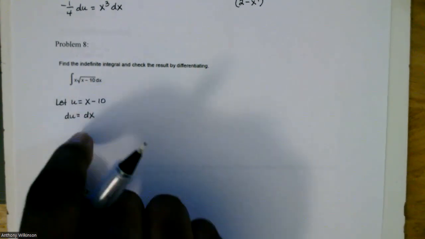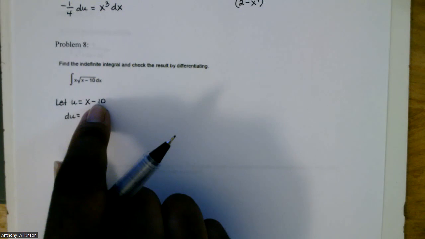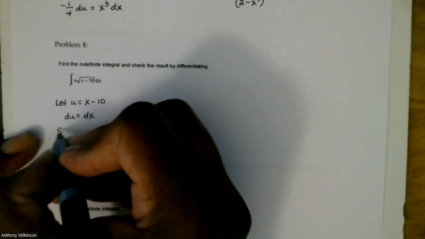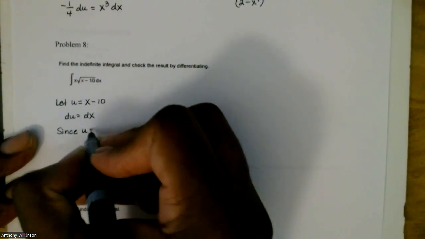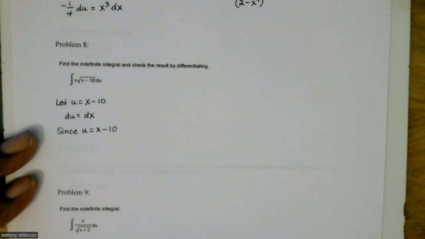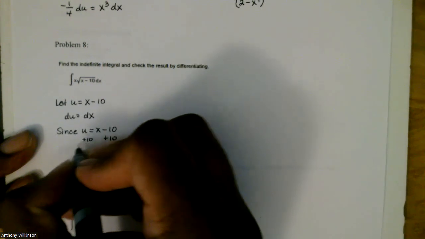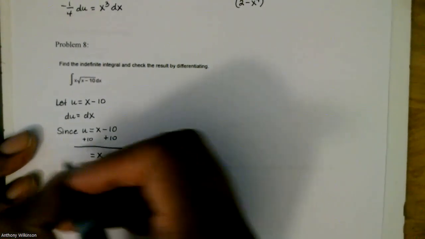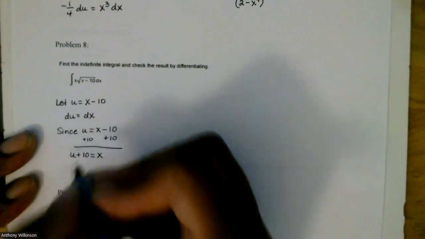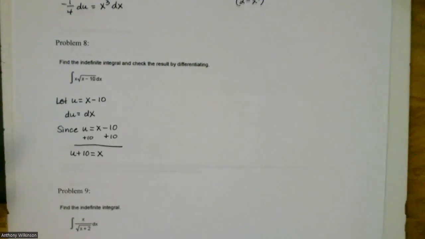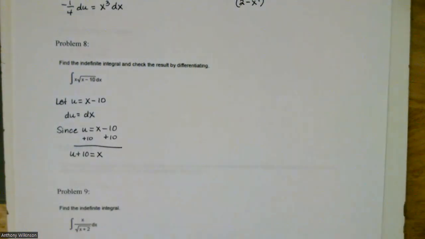Well, we've got the dx that we can replace with du. X minus 10 can be replaced with the u, but we need something in terms of u to replace the x with. Well, we already said that u equals x minus 10. Let's solve this in terms of x. We're subtracting 10 from the x, so we need to add 10 to both sides. So that means x is equal to u plus 10. So this x will be replaced with the u plus 10. So that means the whole integral will be in terms of u.